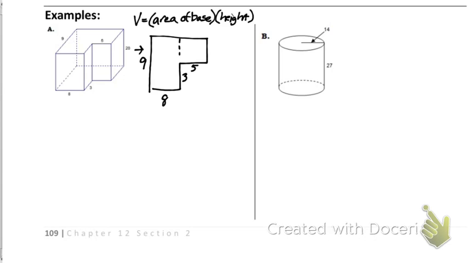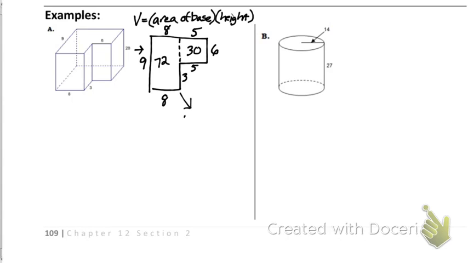I'm going to cut this into 2 little shapes, so I'm going to call this 8. This is 5. Well, if this whole distance is 9, and this is 3, this must mean this is 6. So the area of this is going to be the area of this section plus the area of this section. Well, the area of this section is just 9 times 8, which is 72. And the area of the other section is 30.